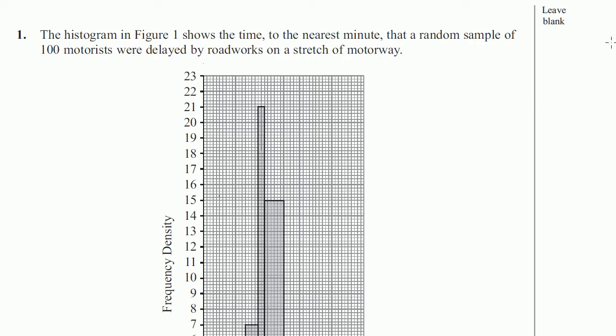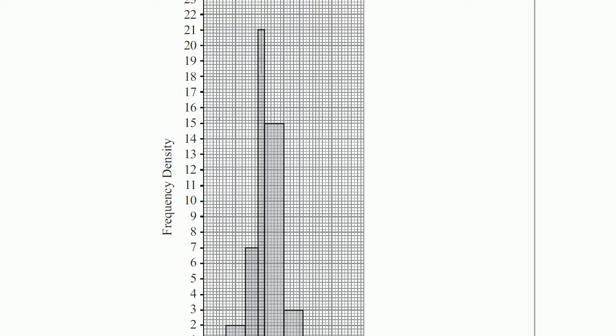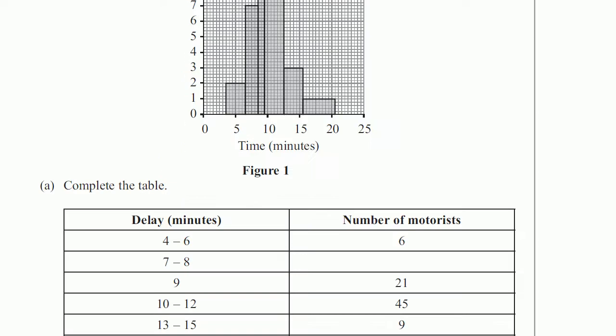So we have a histogram here, and remember, in a histogram, these rectangles are proportional to the area. So the area is proportional to the frequency. This is the height, not the frequency. This is called the frequency density, the height of this rectangle, and this is the class width. Let's start with what they asked for.